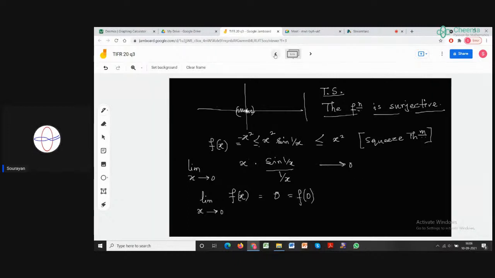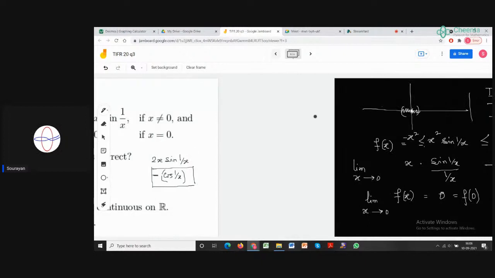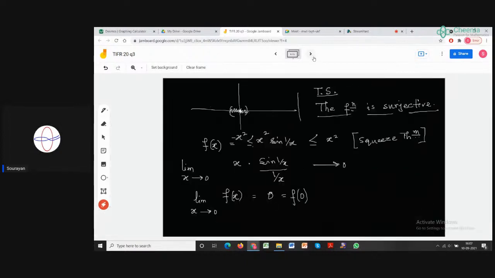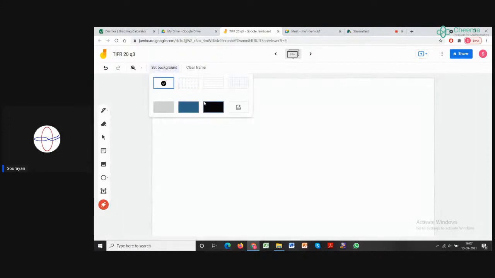Now, the way our function is defined, the only problem point is x equals 0. Apart from that, everything is continuous. For sine 1 by x, the only problem is when x becomes 0. At 0, we have proven it's continuous, so it's a continuous function. Moreover, the limit as x tends to 0 of f of x is 0. Limit x tends to infinity.